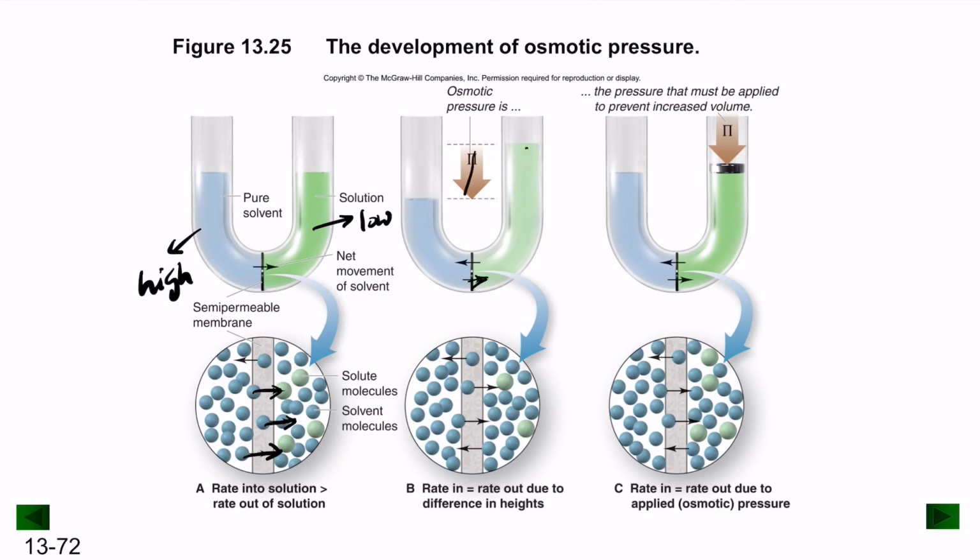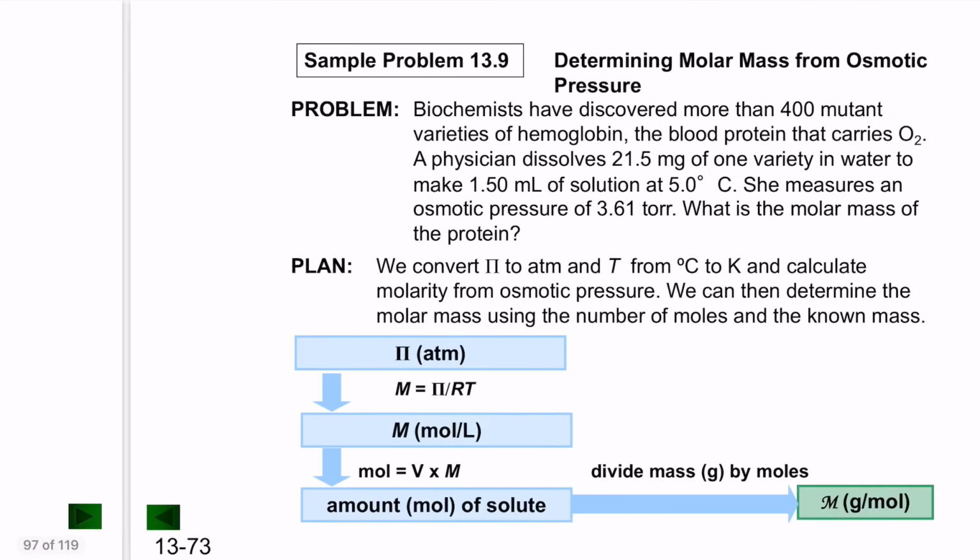To oppose that, we apply an osmotic pressure. When you apply that osmotic pressure, what will happen? There is net movement outward at the same rate as inward. So keeping that pressure in will prevent the solvent from flowing to the other side. This is the idea behind osmotic pressure.